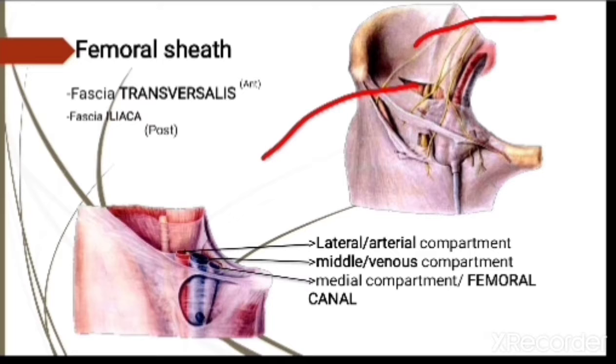So this is the formation of femoral sheath. This femoral sheath has three compartments: the lateral, the middle, and the medial compartment. Lateral compartment contains the artery, that is why it is also known as arterial compartment. Middle compartment contains the femoral vein, that is why it is known as venous compartment. And the medial compartment, most of the part of this compartment is empty, and it is known as femoral canal.